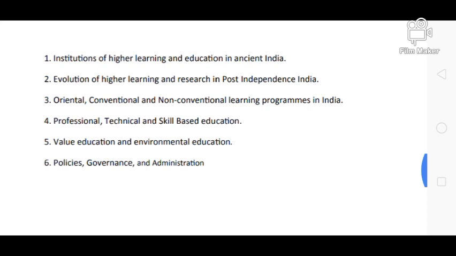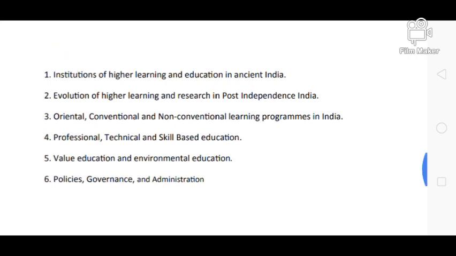Fourth point, we have professional, technical and skill-based education. We have to study about professional based education, technical based education and skill based education. Fifth point, we have value education and environmental education. You have to study about the value education and environmental education.